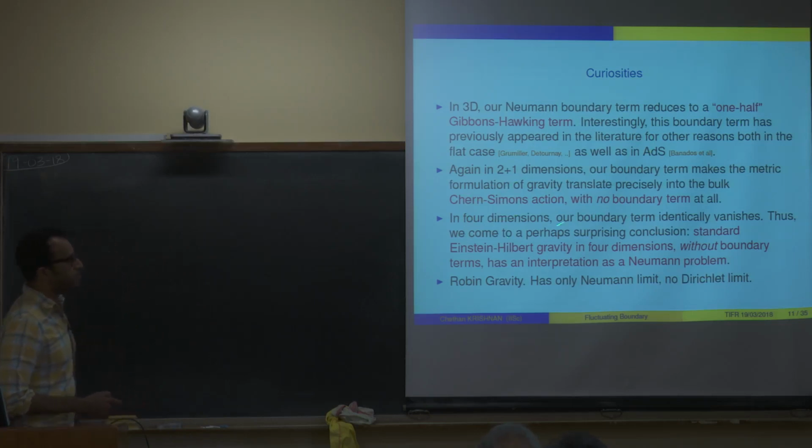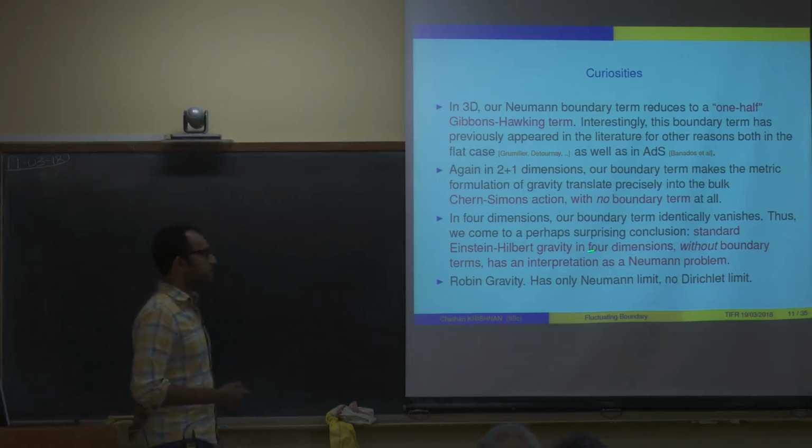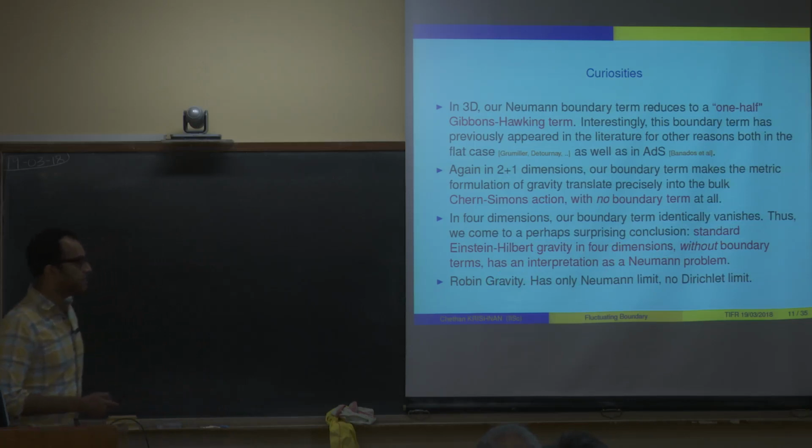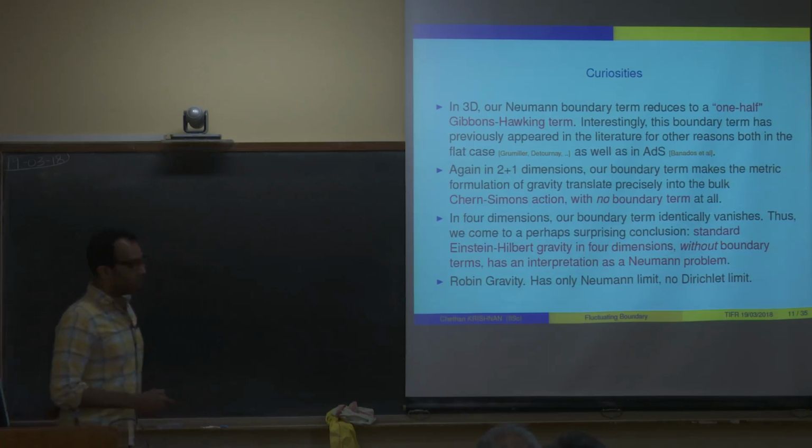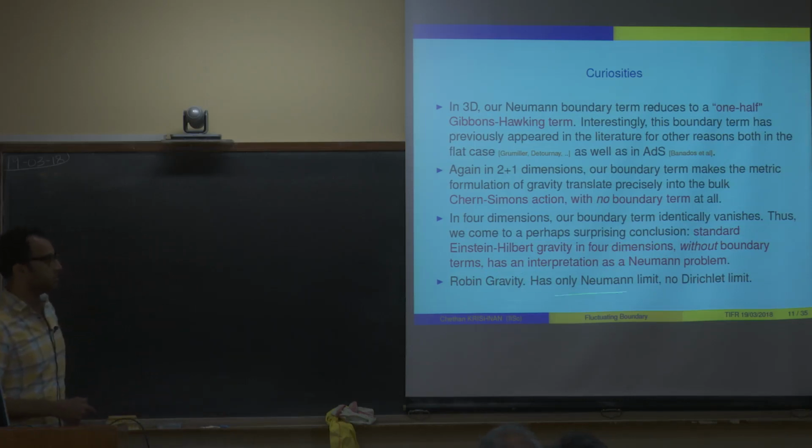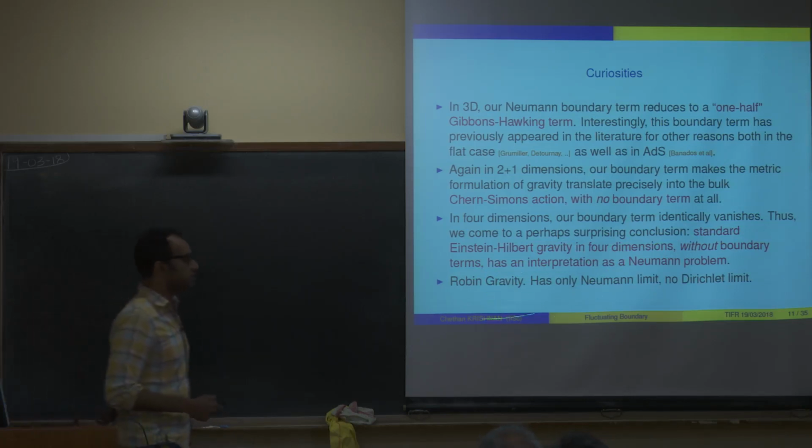And in 4 dimensions, our boundary term identically vanishes. So this is basically the statement that Sandeep was making. This is standard Einstein gravity in 4 dimensions without a boundary term, with an interpretation as a Neumann problem. I'm not going to say much about it. If you have questions, you can ask me later.